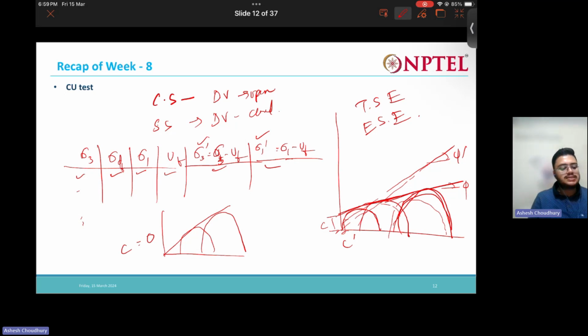Now in this CU test we can also test over-consolidated soil. In over-consolidated soil you will see that the pore water pressure generated will be negative. If the pore water pressure generation is negative, that means sigma 3 dash will be higher than sigma 3, and sigma 1 dash is higher than sigma 1. That time that thing changes. Those things I am not going into in detail. Please see the lectures and study textbooks, and you will be able to understand this.